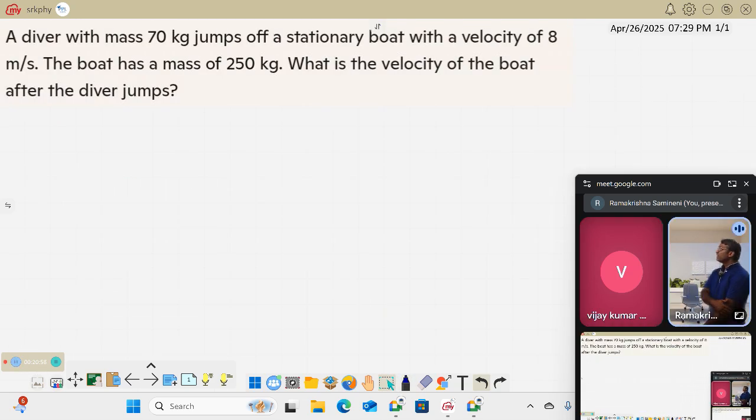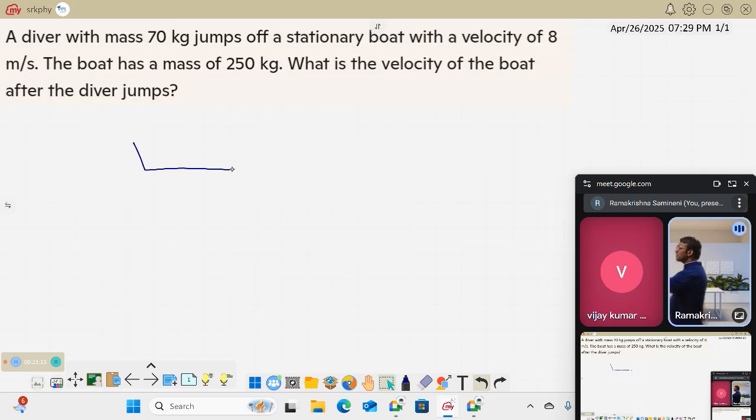What is the question given? A driver with mass 70 kg jumps off a stationary boat with a velocity 8 meter per second. The boat has a mass 250 kg. What is the velocity of the boat after the driver jumps?